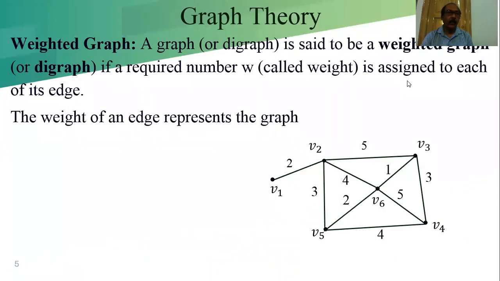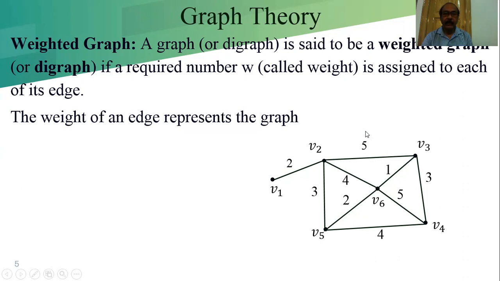What is called a weighted graph? A graph or digraph, that means an undirected graph or a directed graph, in short form the digraph, is said to be a weighted graph or digraph if a real number w, a numerical value for the weight of the edge, is assigned or associated to each of its edges. Then it is known as a weighted graph. That means the weight of the edge is given, which may be a numeric value according to the requirement.